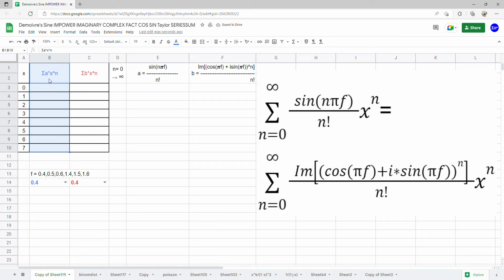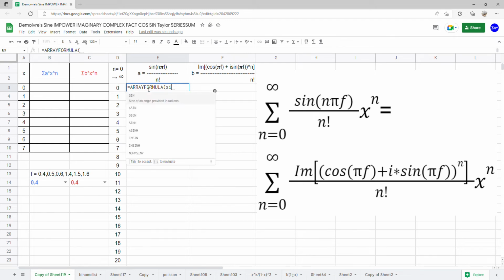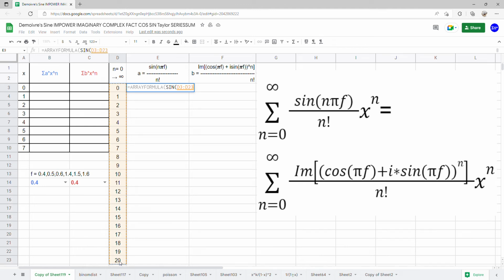The function itself is the summation of a times x to the power n, where the value of n is from 0 to infinity. And the value of a is equal to array formula, that is sine n pi f. So sine n times pi times f. That's the first part, the numerator. Now the denominator, factorial of n.